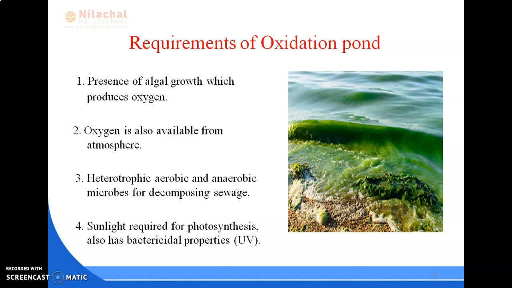For this, there are some requirements. First requirement is presence of algal growth, which produces oxygen. As its name is oxidation pond, without oxygen nothing happens. So oxygen is necessary, which we can grow with the help of algae. Next, oxygen is also available from the atmosphere, and heterotrophic aerobic and anaerobic microbes for decomposing sewage. Sunlight is required for photosynthesis and also has bactericidal properties.